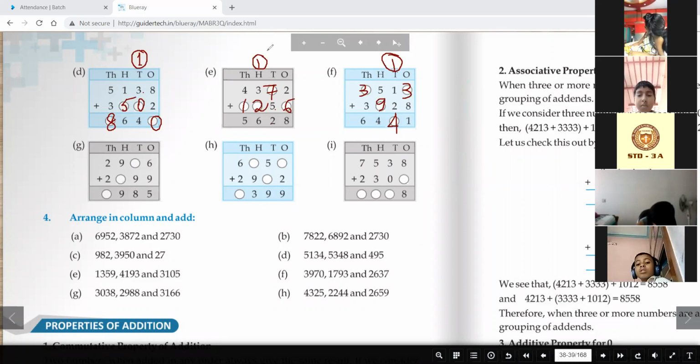If you complete up to it, okay, G, H, I also you can complete right now, or you can just do it in the homework, whatever you want to do.